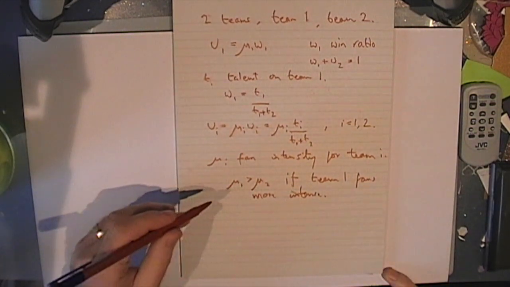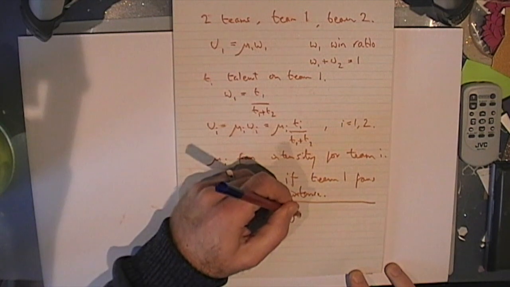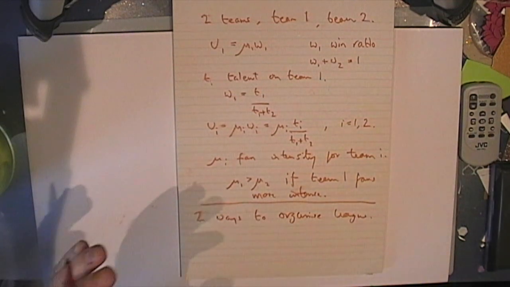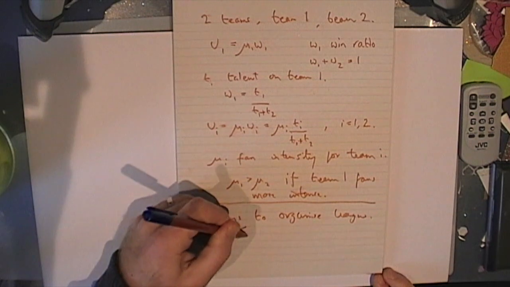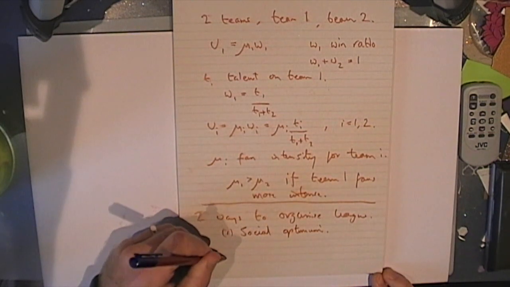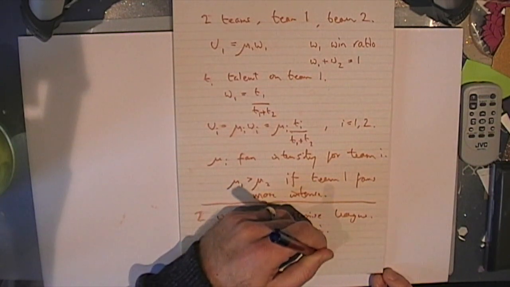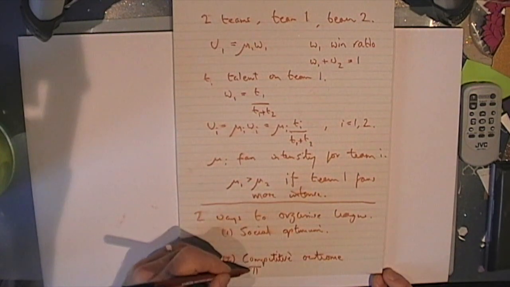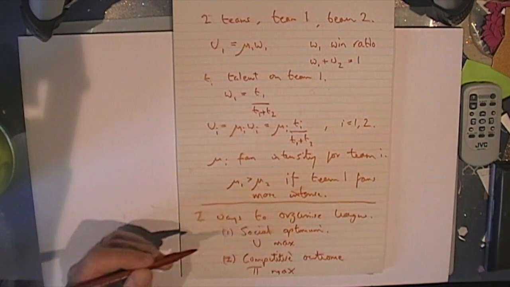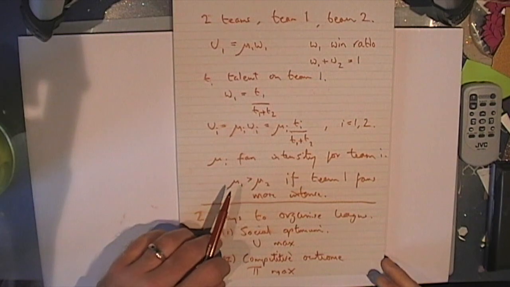And then we had this idea, two different ways in which we could organise the league. We might have some kind of social optimum, and then the other outcome would be simply the competitive outcome, that is profit maximizing. The social optimum, we think about that as being utility maximizing, say. And that means we have to have some kind of utility function. Okay, so that's quite useful.